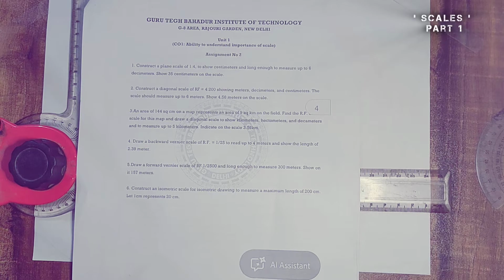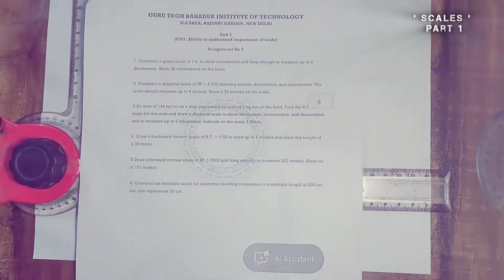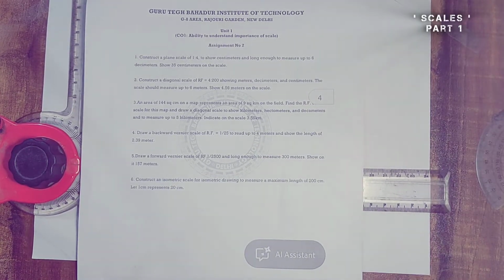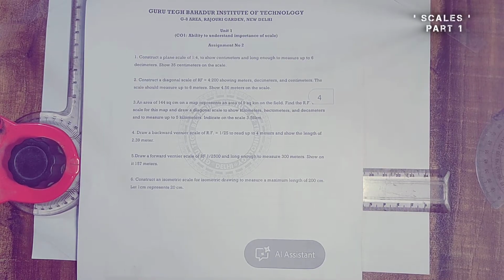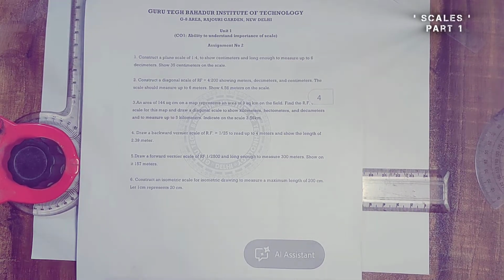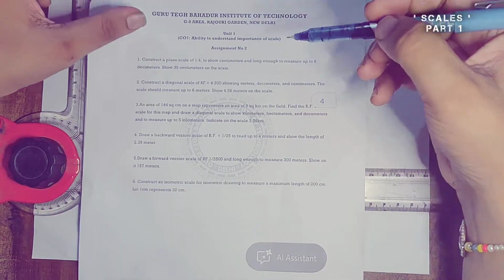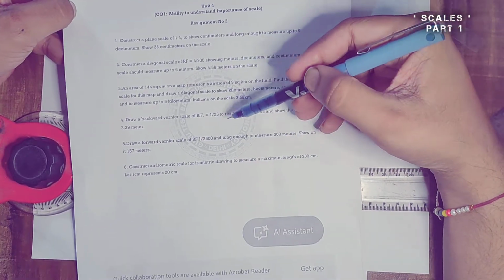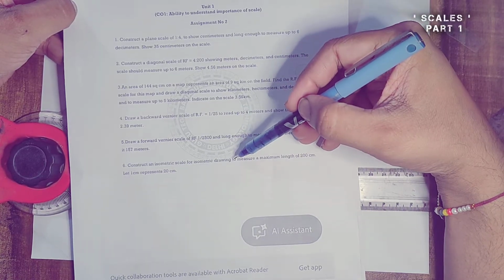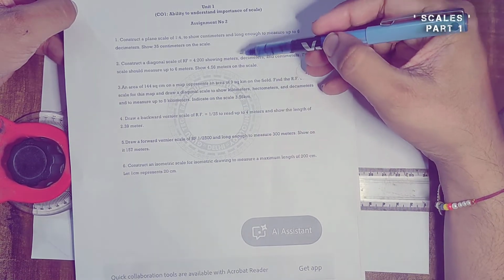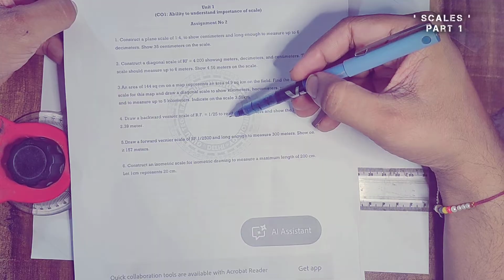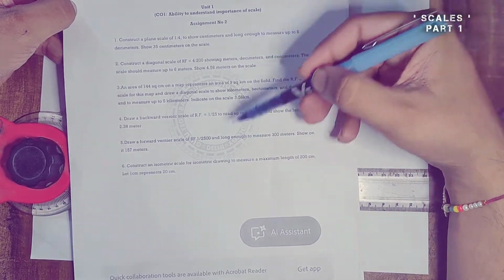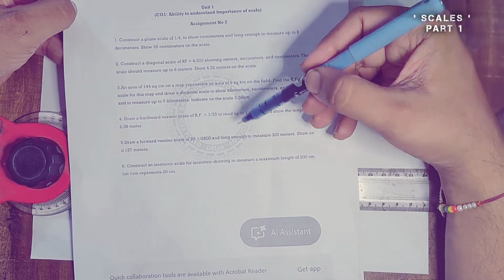In this chapter, this is assignment number 2, and you will find 4 types of scales in this assignment: plane scale, diagonal scale, vernier scale, and isometric scale. 1, 2, 3 and 4. 4 types of scales are described here.